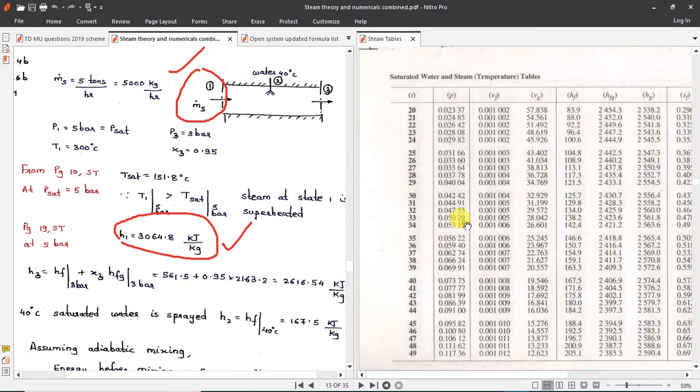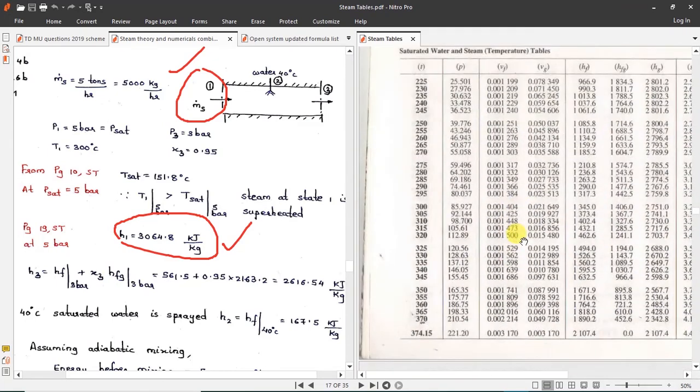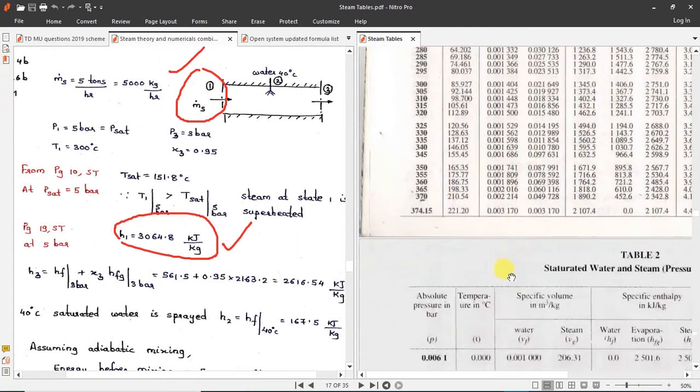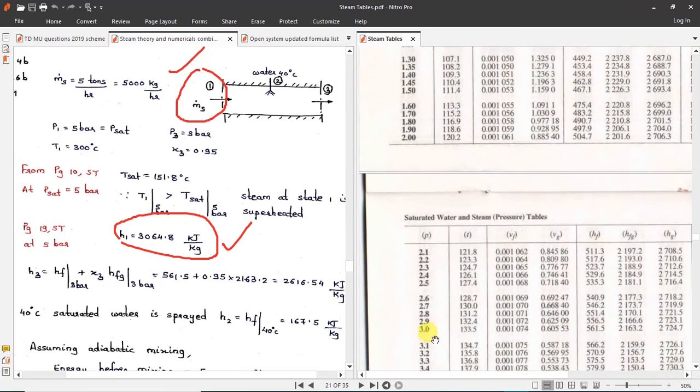Now open the pressure tables. After temperature tables, we have pressure tables. And open 3 bar pressure. Now for 3 bar pressure, what is HF? 561.5. So 561.5 plus X3, which is 0.95, into HFG at 3 bar. HFG is 2163.2. So you will get the enthalpy of point number 3.